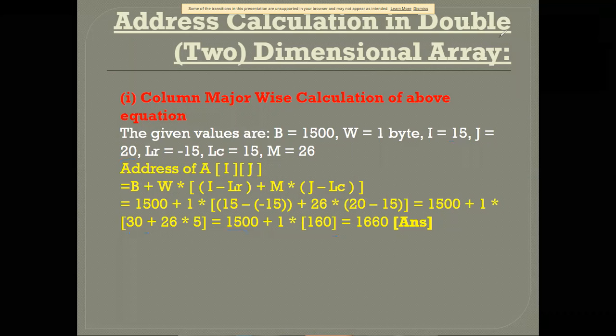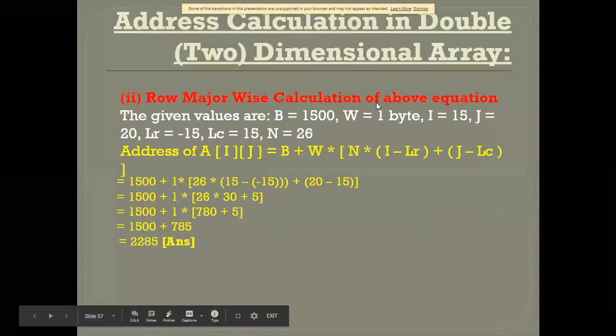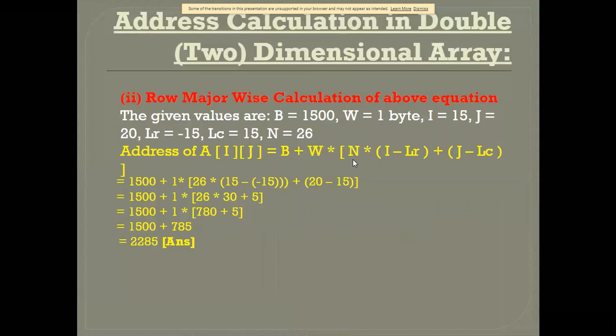Similarly, we have to do it for row major wise. I hope everyone is clear on it. Now we focus on the next part, that is row major wise. Again it is the same, but instead of m, we have to use n here. All the terms are the same, again we are calculating the row major wise calculation of our equation. There is only one new term, that is n. N means the number of columns.